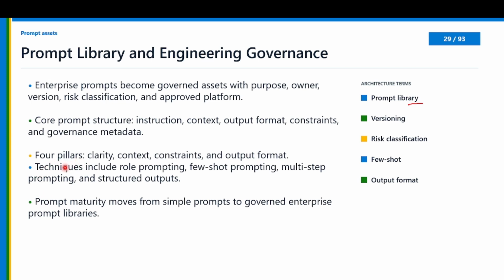Then we have four pillars of prompt engineering. So the four pillars of prompt engineering in Microsoft are clarity. Make sure your prompt is clear. Make sure it is not vague or ambiguous. Make sure it is contextual. So make sure it is within the boundary of the domain. Make sure the context is within the boundary of the business domain.